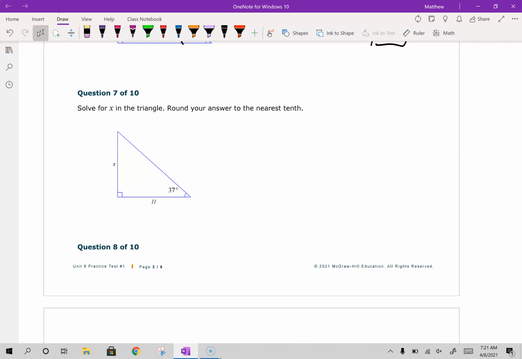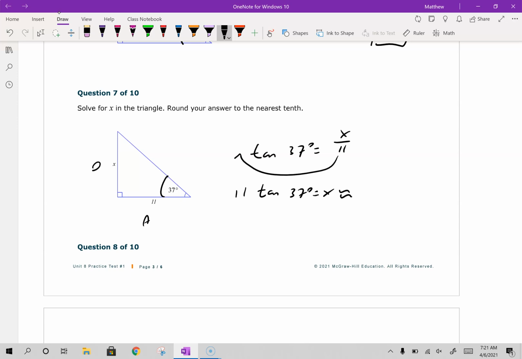Solve for x in the triangle, same thing. We have opposite and adjacent. So SOHCAHTOA tells me tangent. So the tangent of 37 degrees equals the opposite over the adjacent. The 11 goes in front. So you have 11 tangent 37 degrees equals x. Gives us 8.3 when you round off.